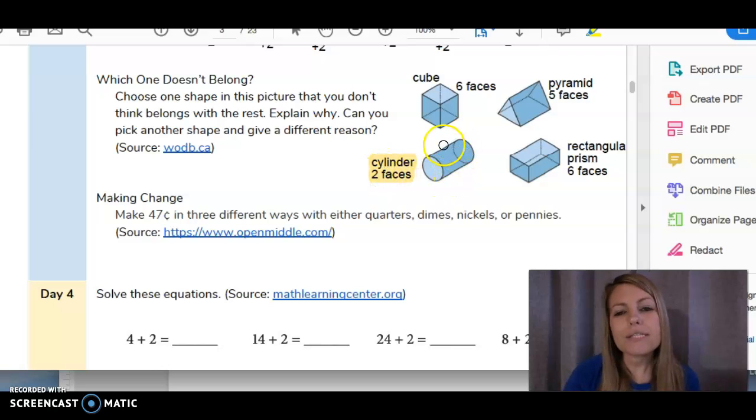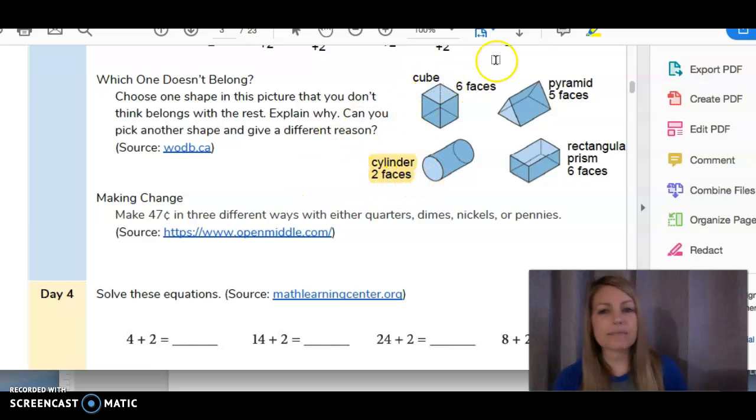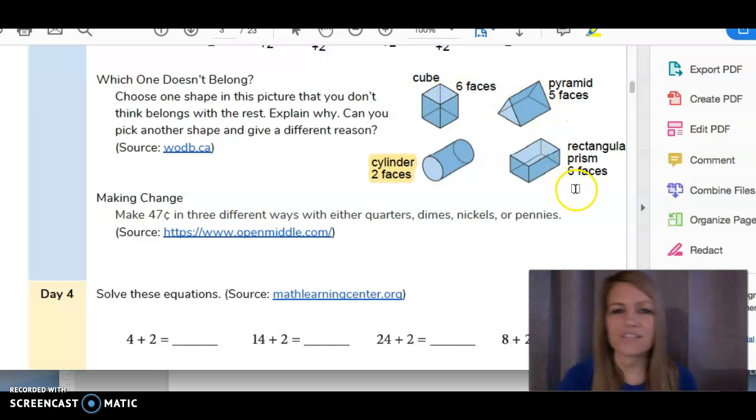If I had to get rid of one of these 3D shapes, I would choose to get rid of the cylinder because do you see how the cylinder doesn't have a face in the middle? It's completely round. It goes around. None of the other 3D shapes have any roundness to them, okay? So the cylinder only has 2 faces. All the other 3D shapes have 6 faces, 5 faces, 6 faces.